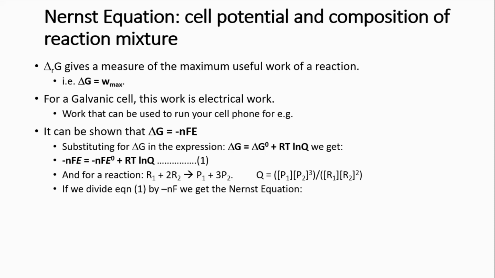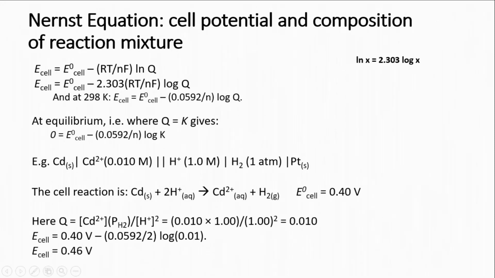Now, from equation 1 there, we could do a little bit of rearrangement. We could divide through by minus NFE, and by doing that, we have what we call the Nernst equation. E cell, and that E cell represents the potential that you would measure on your voltmeter, is equal to the standard cell potential, which is the potential calculated from E cathode minus E anode, as we discussed previously, minus RT over NF times the natural log of the reaction quotient Q.